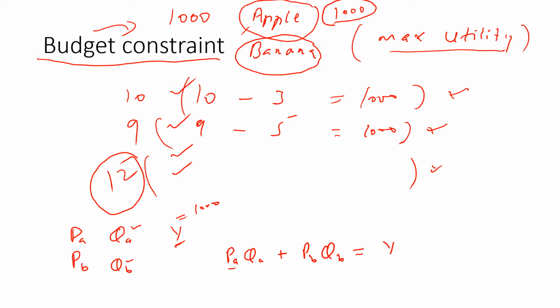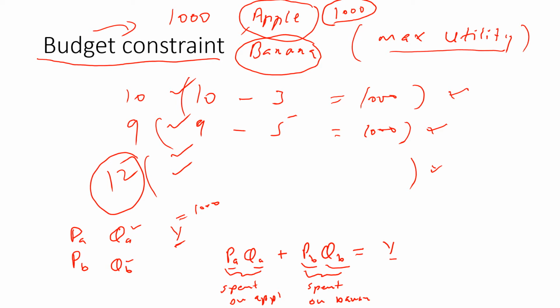PA, as we said, is the price of apple. QA, as we said, is the quantity of apple. So the quantity of apple multiplied by its price is the total amount that is spent on apples. And PB is the price of banana, QB is the quantity of banana. This multiplication gives us the amount that is spent on bananas. So the amount spent on apples and the amount spent on bananas is equal to the entire budget.